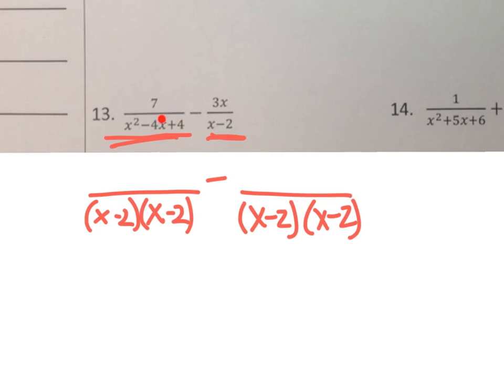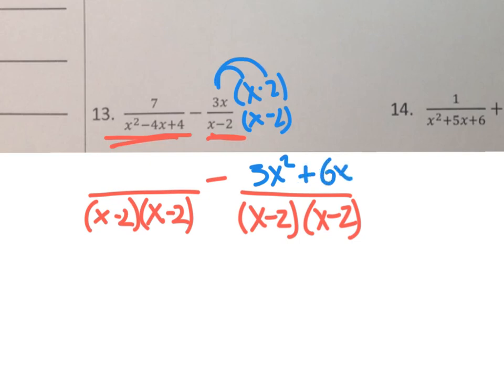And then I'm going to ask myself, how do I change this first one to become this one? Well, it is. This one is this one. It's just factored, right? And how do I change this one to become this one? Well, it's missing x minus 2. So I need to multiply both top and bottom by x minus 2. So on the right side of the equation, 3x times x, that's 3x squared. And 3x times 2, that's plus 6x.